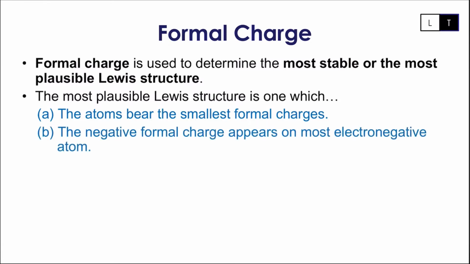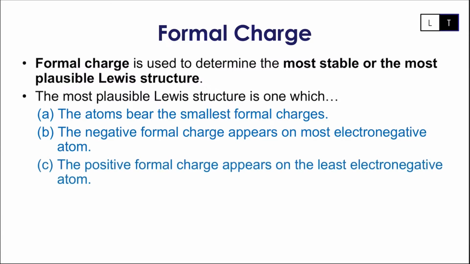And the next one, the negative formal charge should appear on the most electronegative atom. Kebiasaannya kita ada F, fluorine, oxygen, O, ataupun nitrogen, N. So this is how you want to determine the most electronegative atom yang kebiasaannya digunakan. Next, the third factor adalah the positive formal charge appears on the least electronegative atom. So ini adalah tiga faktor yang kita akan gunakan untuk determine the most plausible Lewis structure.